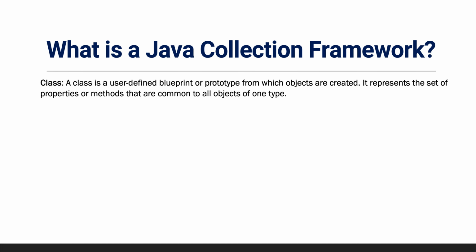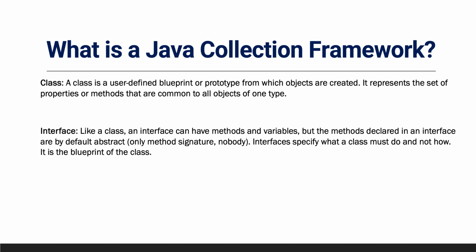So first, what is a class? We already know what a class is. A class is nothing but a user-defined blueprint or prototype from which objects are created, and it represents the set of properties or methods that are common to all the objects of one type. That is the very simple definition of a class.